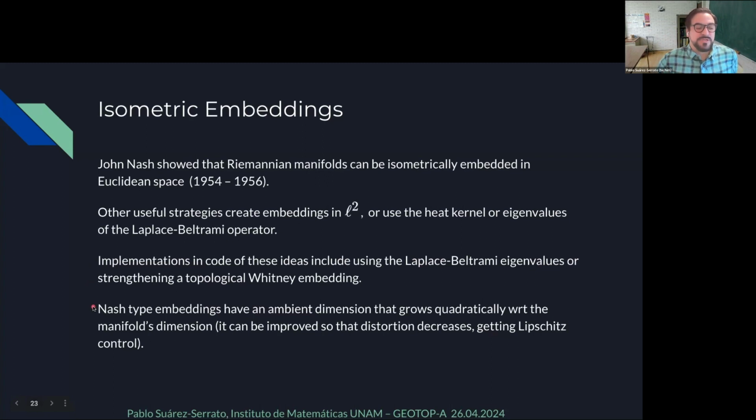If we just restrict ourselves to Nash embeddings, which are good because they preserve the isometry type, they have this characteristic that the ambient dimension that we need to use for the embedding grows quadratically with respect to the manifold's original dimension. This can be slightly improved so that we can get Lipschitz control on the distortion, because as we do the isometric embedding into Rn, there's a lot of distortion that happens. However, this is just to highlight the fact that if we have a manifold of very high dimension, then the embedding dimension is going to be a square of that. So this is relevant when we're thinking about all of the different coefficients that appear in convolutional neural networks, as I'll explain in a second.